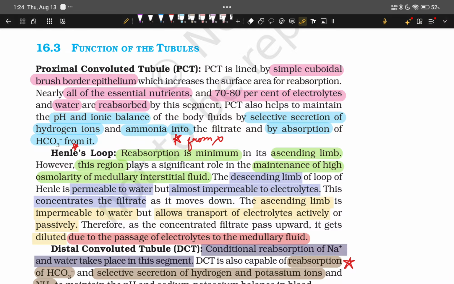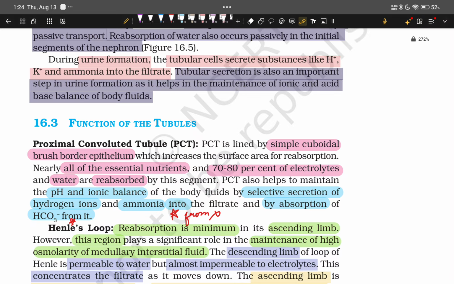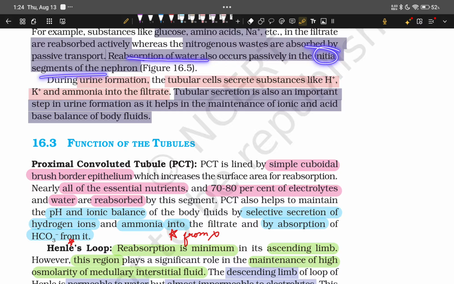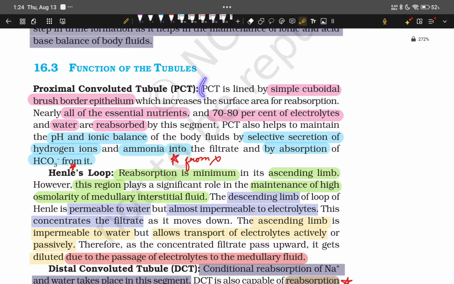That is why NCERT was mentioning that in the initial segments of the nephron, water is reabsorbed. So the PCT is the initial segment where water is reabsorbed together with all essential nutrients and 70 to 80% of electrolytes. Then it also helps in maintenance of pH and ionic balance. The pH and ionic balance is maintained by selective secretion of hydrogen ions and ammonia into the filtrate.